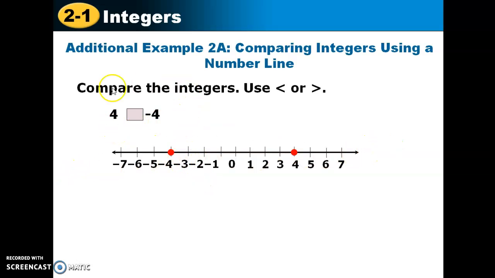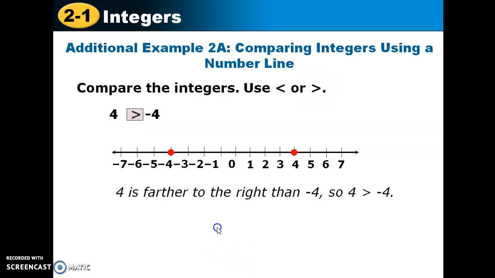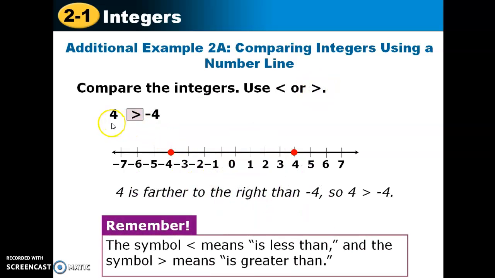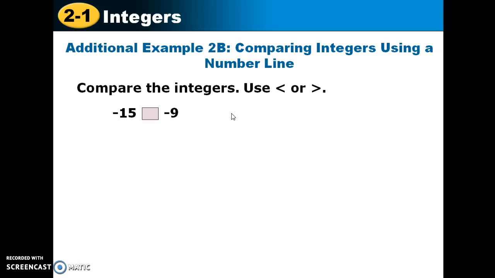So if I'm reading this, 4 is to the right. So 4 is bigger than -4, so we're going to use the greater than symbol. 4 is greater than -4. That one's pretty straightforward. The next one is slightly tricky because you see the number 15 and you're like, oh, it's big.